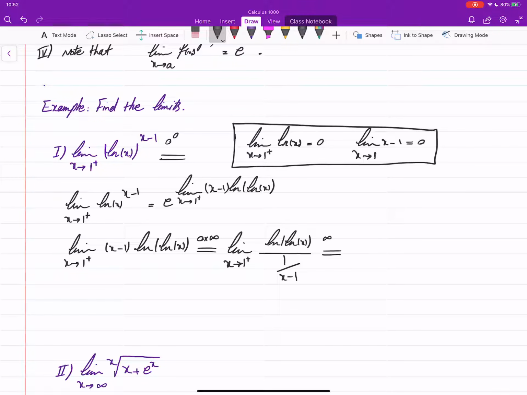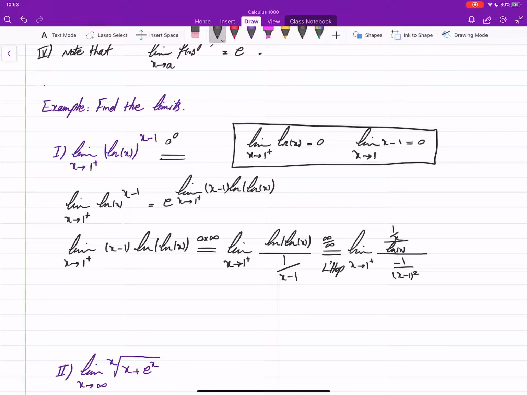And as you see, this is now infinity over infinity, and we can use L'Hopital's rule, which will give me the derivative of the numerator, ln(ln x), the derivative of which is 1 over x over ln x, and the denominator will give me negative 1 over (x minus 1) squared, as x approaches 1 plus.